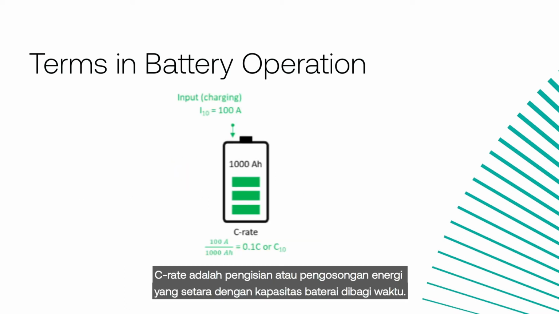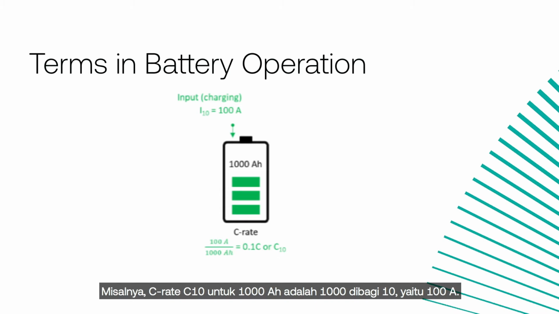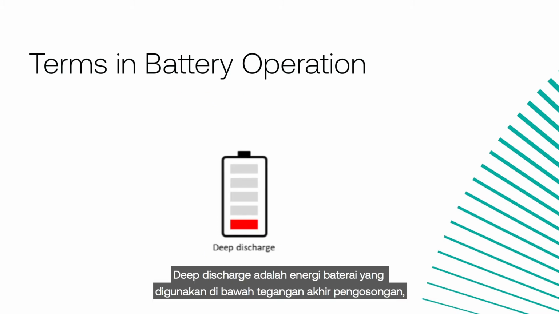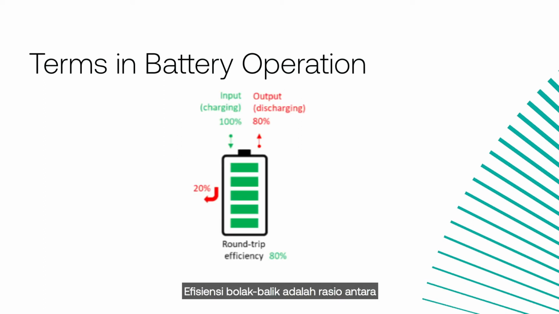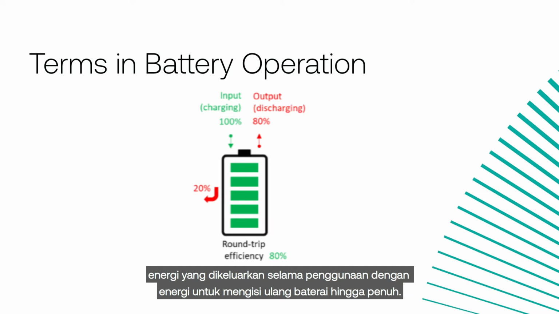C rate is energy charging or discharging that equals to battery capacity divided by time. For example, C rate of C10 for 1000 ampere hours is 1000 divided by 10 or 100 amperes. Deep discharge is battery energy that is used below the end of discharge voltage or the voltage at the end of use. Round-trip efficiency is ratio between energy discharged during use and energy to recharge the battery until it is full.